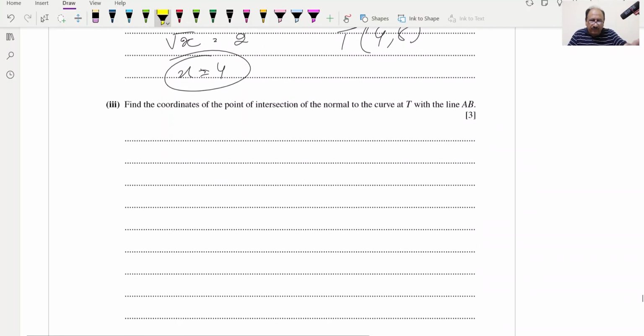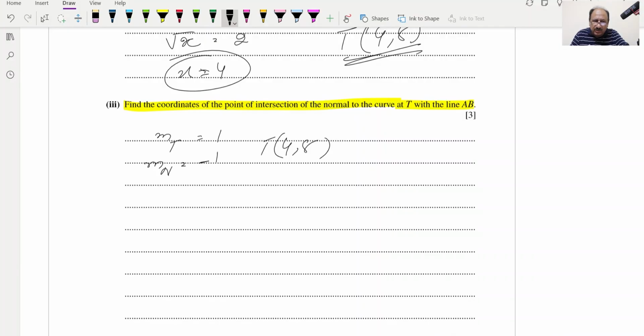Part 3, find the coordinates of the point of intersection of the normal to the curve at T with the line AB. So we need to find, so for that one we can take gradient of the tangent is 1, gradient of normal will be equal to minus 1 over 1. So minus 1 reciprocal and change sign, and we can use this point 4 and 8, T, which we just found, and T point is 4 and 8.